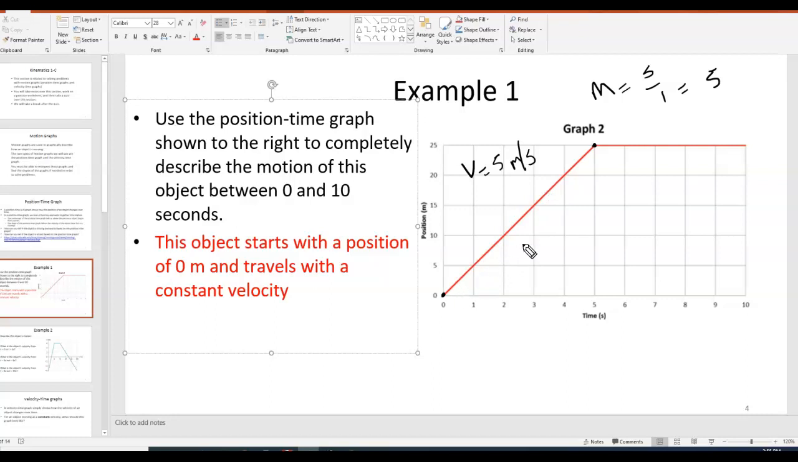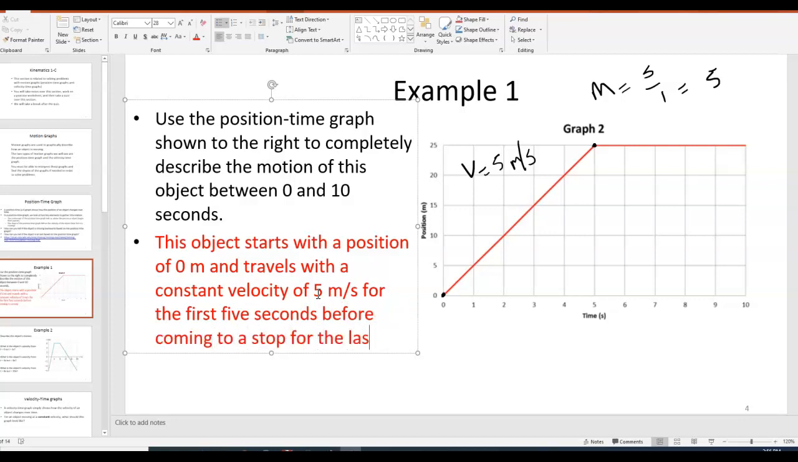Now notice it doesn't have that slope the entire time because once it gets to here, the slope actually drops down to 0. His position here is not changing anymore, and so he actually stops moving. And so to answer this question, what I would say is the object starts with a position of 0 meters and travels with a constant velocity of 5 meters per second for the first 5 seconds before coming to a stop for the last 5 seconds. Okay, so from 5 seconds to 10 seconds, their position's not changing. That means they're not moving. Okay, so that's how you'd answer this type of question.